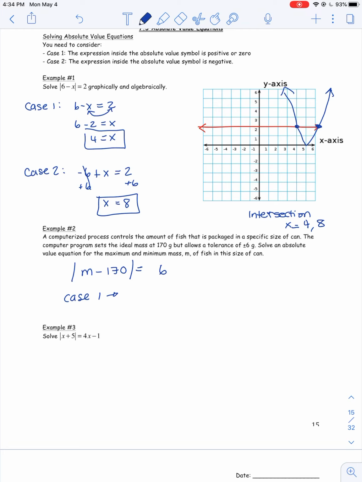So this is how we would write that equation, because of the absolute. Case 1, if we were to solve, would look like m minus 170 equals 6. So what we're going to do is add 170 to both sides. So the maximum mass we can get is 176 grams.